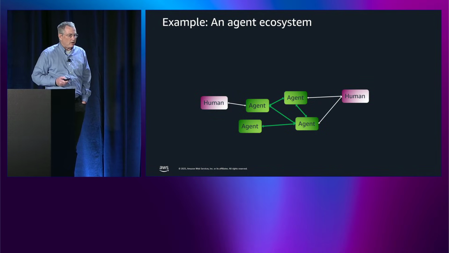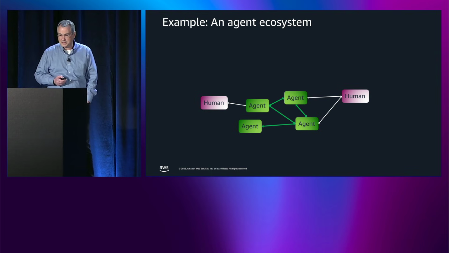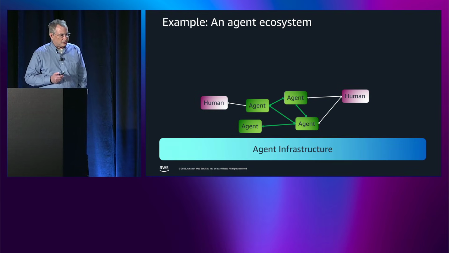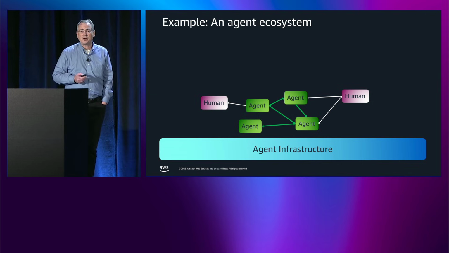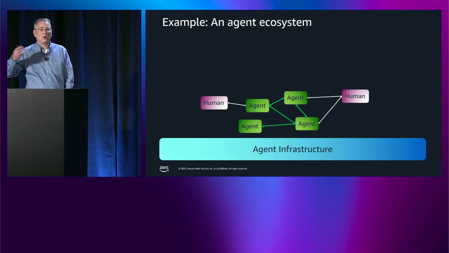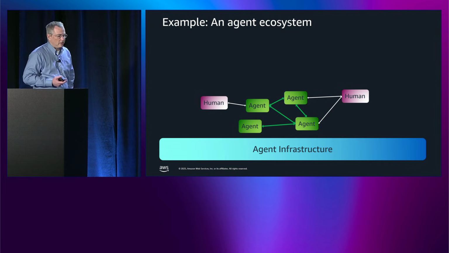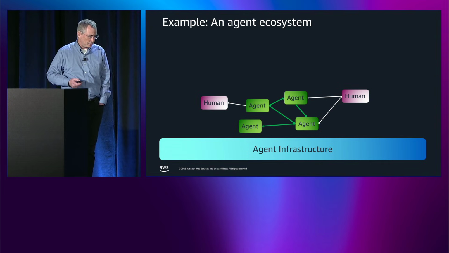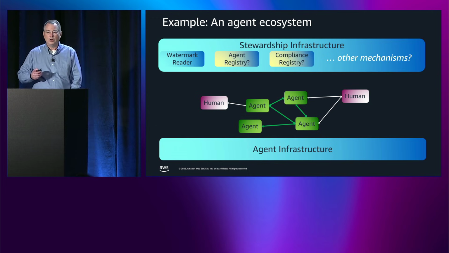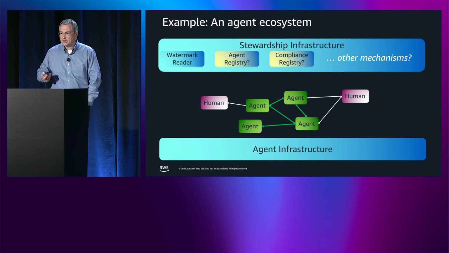So as we think about a very simple agent ecosystem here, we've got 4 agents and 2 humans, right? The first thing that you're going to need is the agent infrastructure that we talked about from the earlier diagram, right? You need real support for a variety of either short-running or long-running interactions. This is the kind of thing that Agent Core is shooting towards. But you also need infrastructure to help people steward this emerging ecosystem.